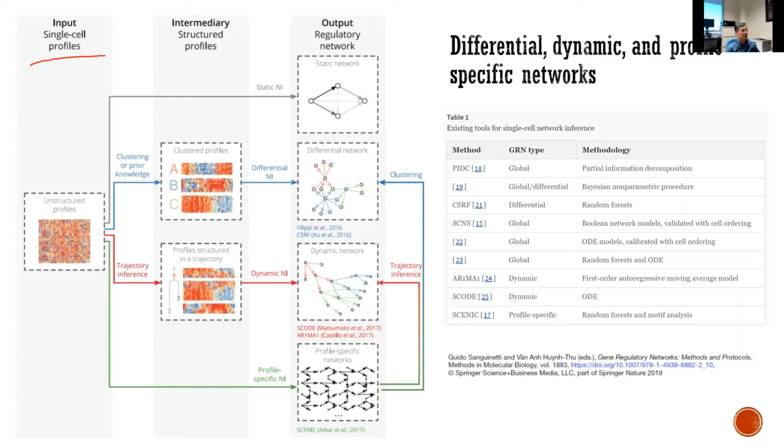You have an input single cell profile, that's a matrix of gene expression. You can do clustering analysis to identify the different clusters of cells, and then you build networks for different clusters, and you can compare as well. You can do trajectory analysis, pseudotime, to arrange cells by their pseudotime values, okay? And then you can build a dynamic network using some inference.